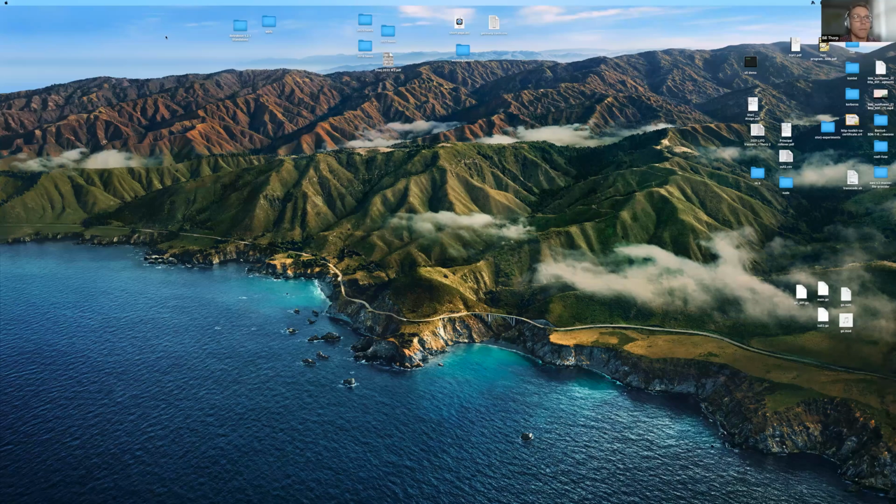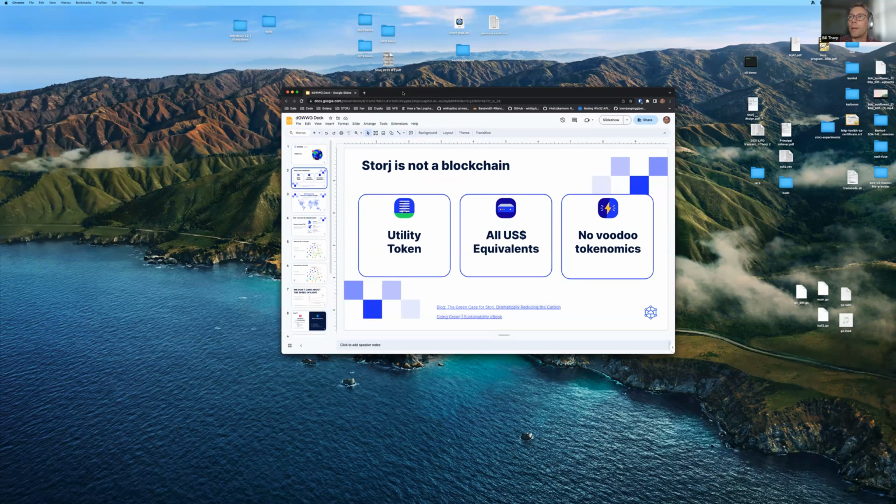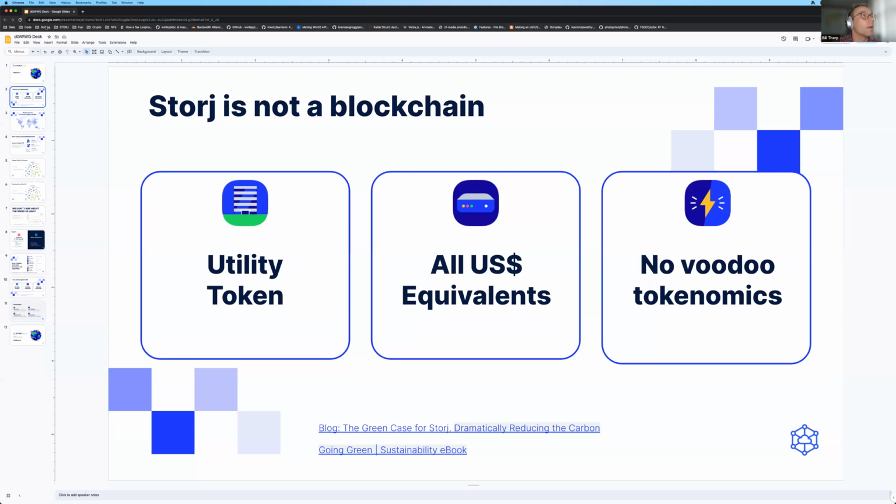Thank you. All right, let's see if I did that correctly. No, it shared that screen. All right, I'll move it over here. Can you all see my screen?